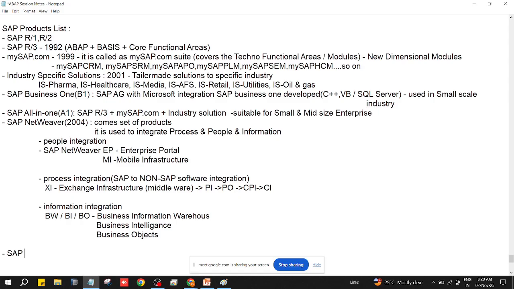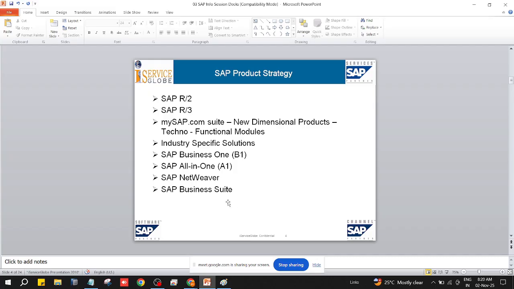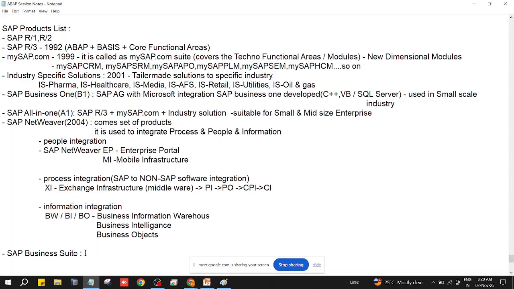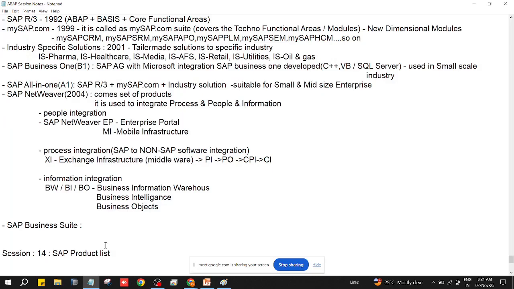Then next SAP Business Suite was introduced. Okay, SAP Business Suite. This was actually the final product. So when we said suite, it is a combination of many. In this suite, what happens is it comes with SAP ERP. That is SAP R3. At one stage they renamed it as SAP ERP. SAP keeps on changing these names.